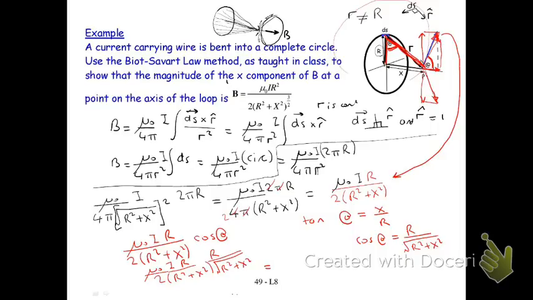So this is equal to mu naught I r squared over 2 times r squared plus x squared, and it's not to the half and it's not to the 1, it's to the power 1.5, which is 3 over 2. So there we have it.